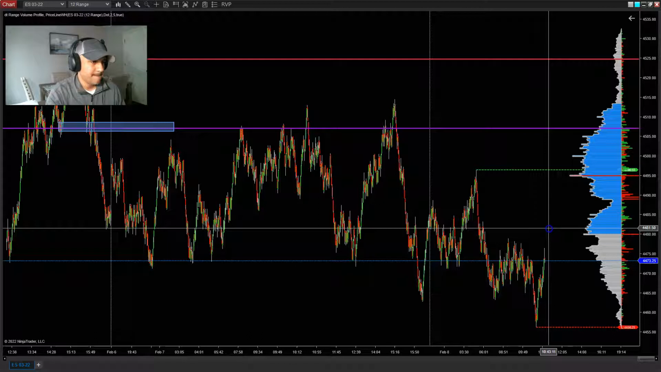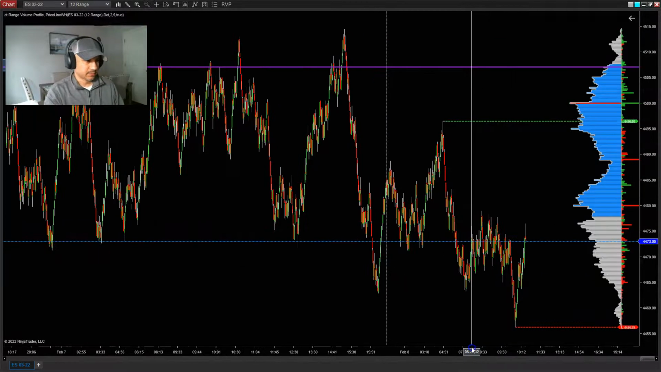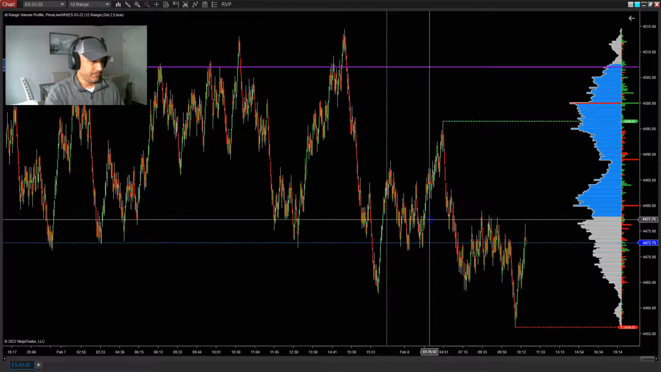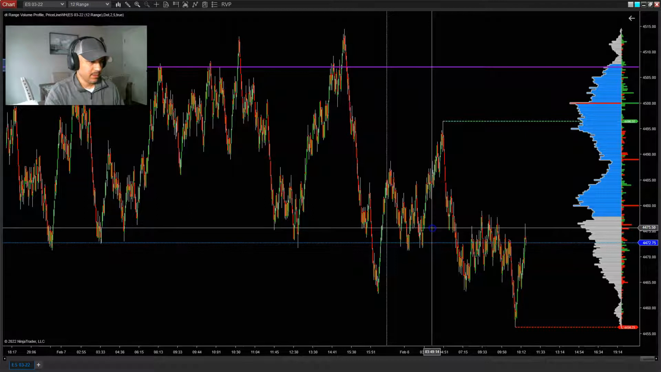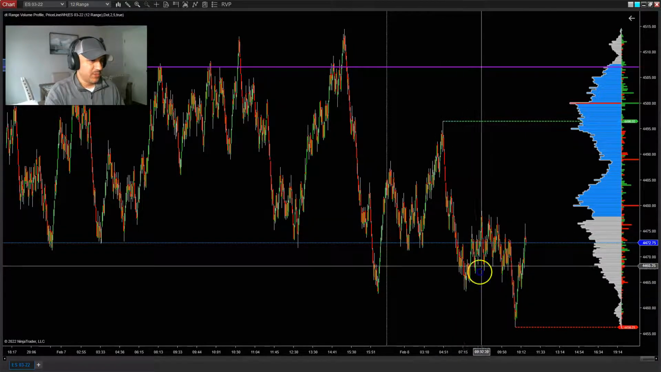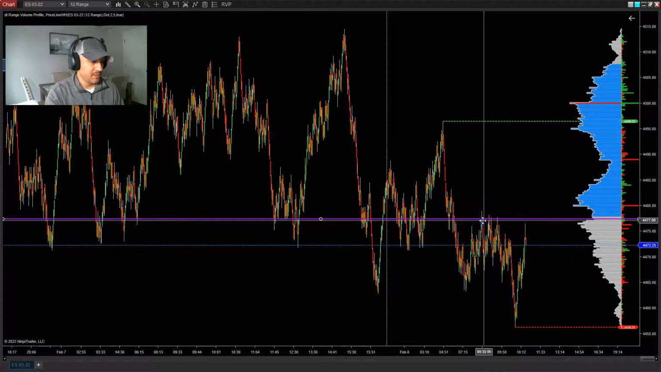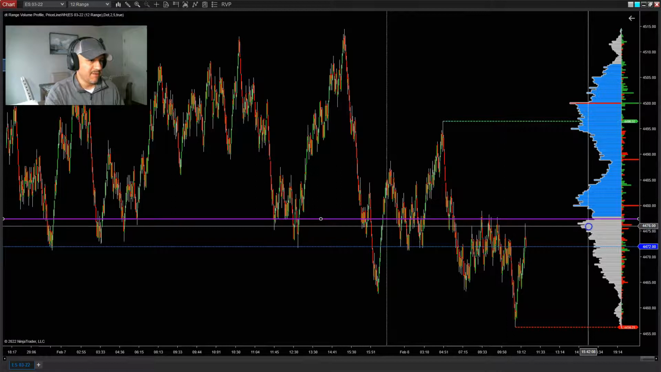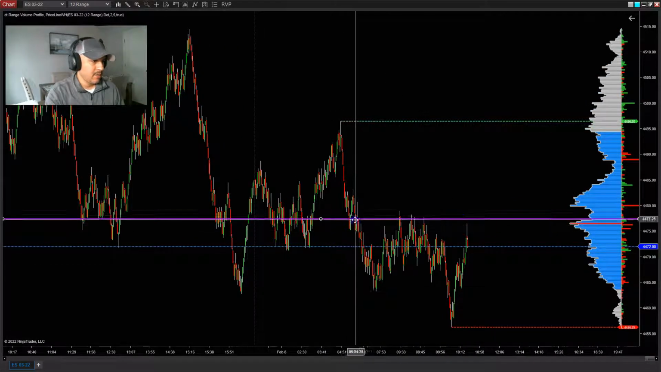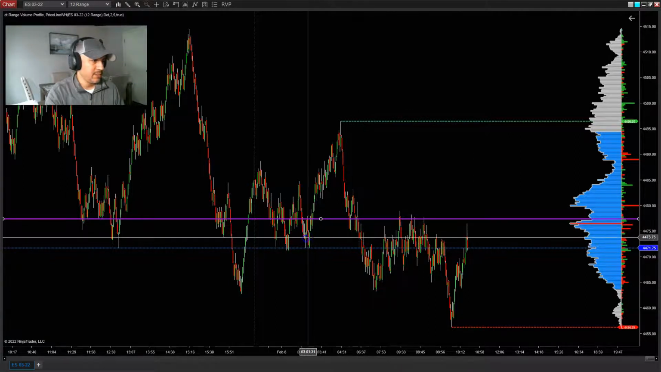Well, price pushed down here and came back to this area right here. This was just an area of resistance, right above this little high volume area. Price pulled back into this little swing right here, and this swing took this area out.